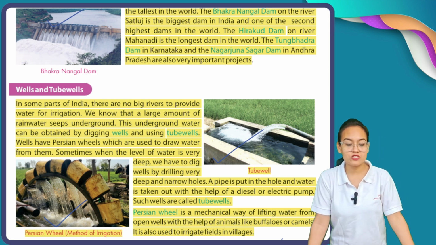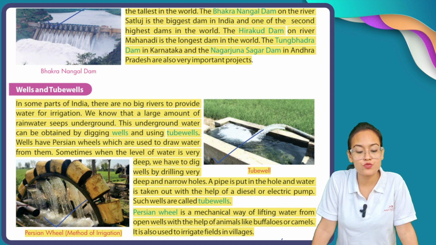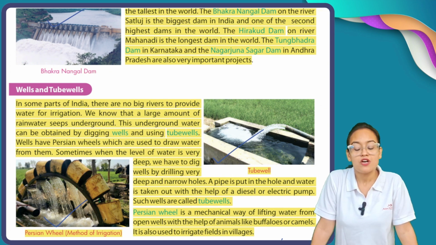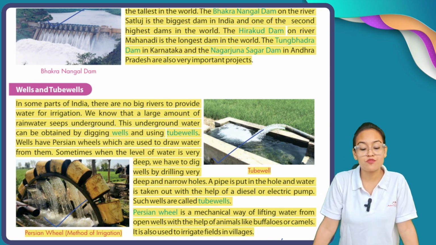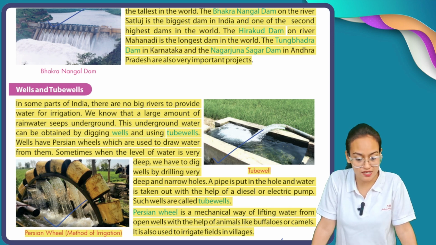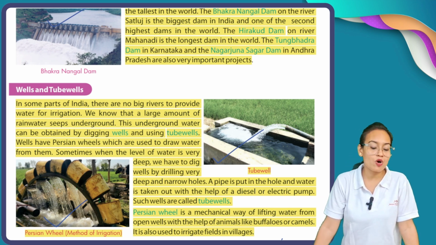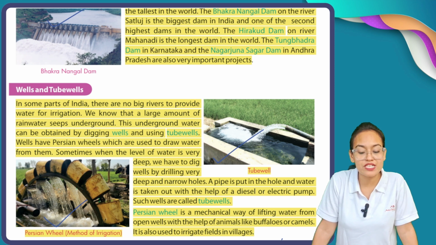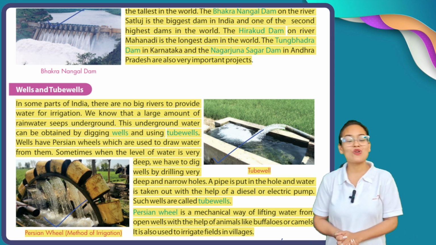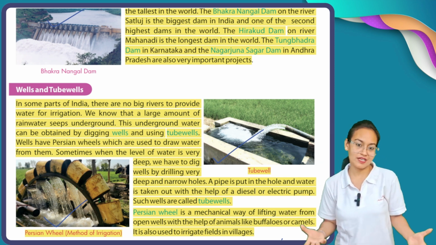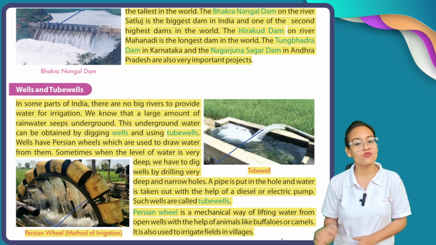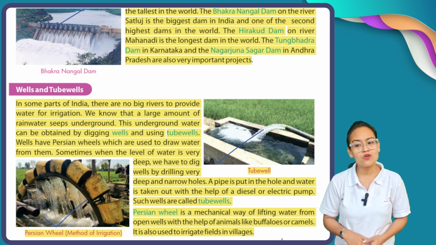In some parts of India, there are no big rivers to provide water for irrigation. We know that a large amount of river rainwater seeps underground. This underground water can be obtained by digging wells and using tube wells. As you all know, my dear children, in some parts of India there is no rainfall throughout the year.